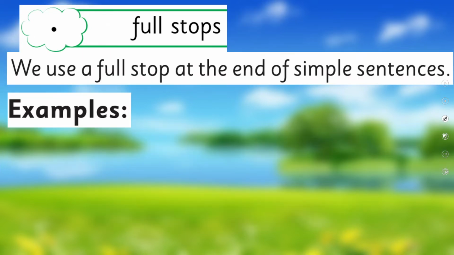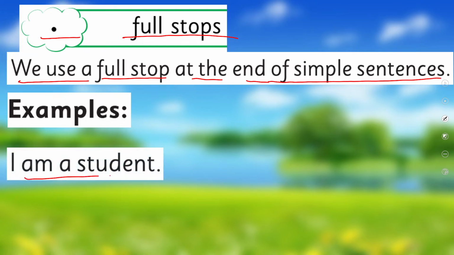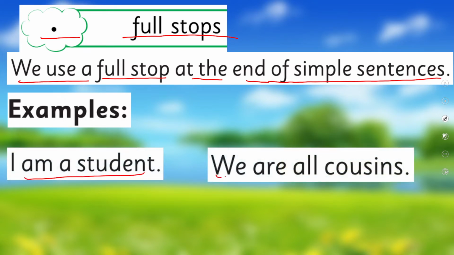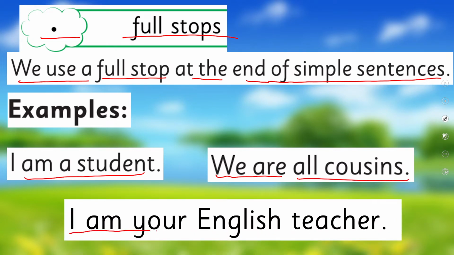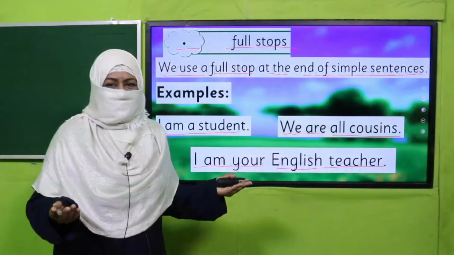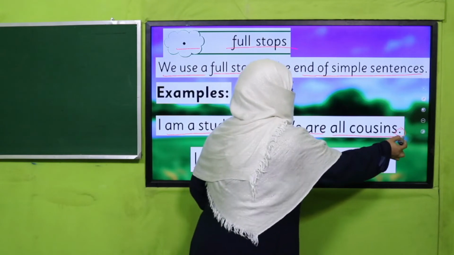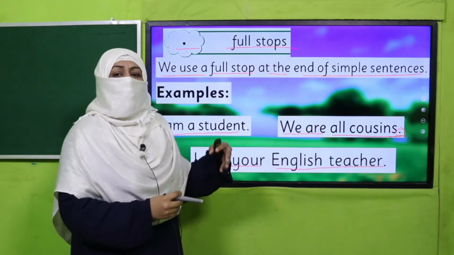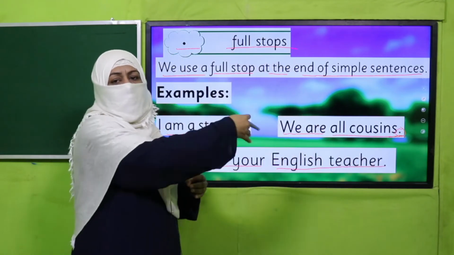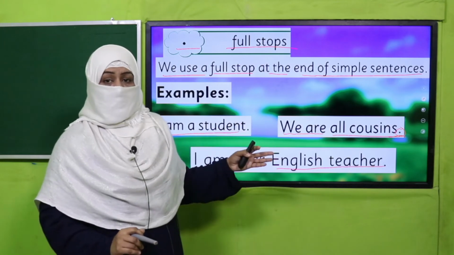Okay, the next is full stop. Very simple. We use a full stop at the end of a simple sentence. For example, I am a student. We are all cousins. And I am your English teacher. All right. When I put a full stop, it means this statement ends over here. If I want to continue, then I may put a comma and state further, right?